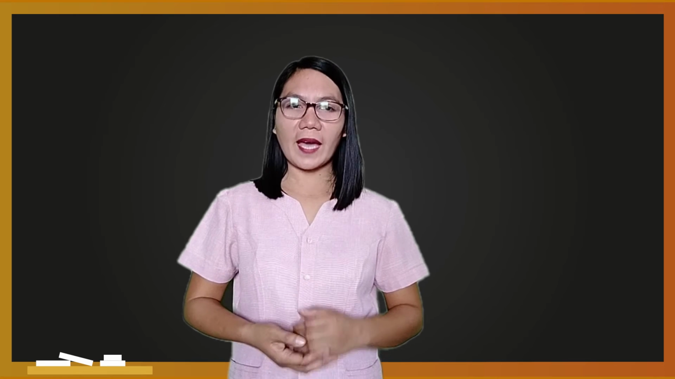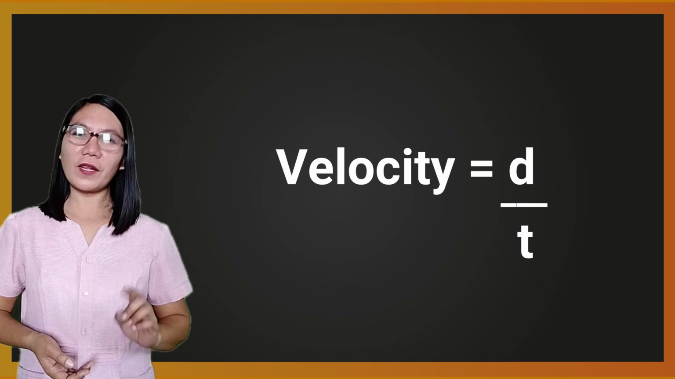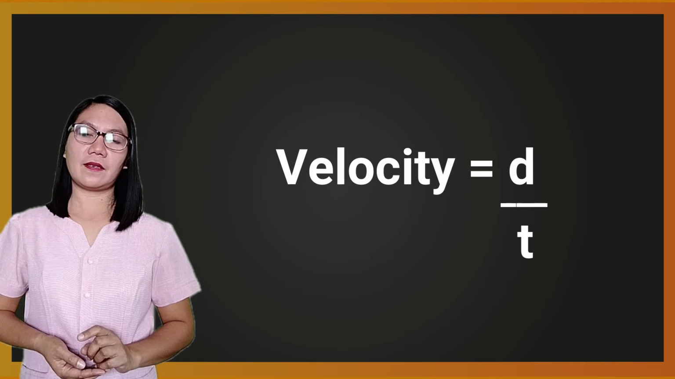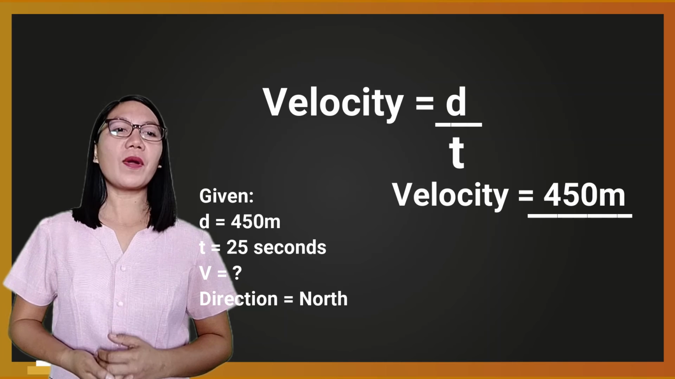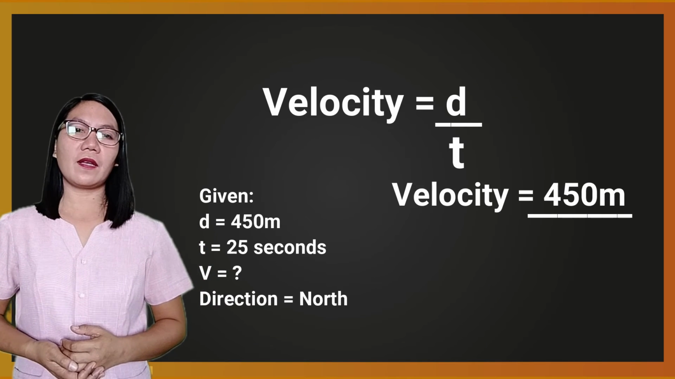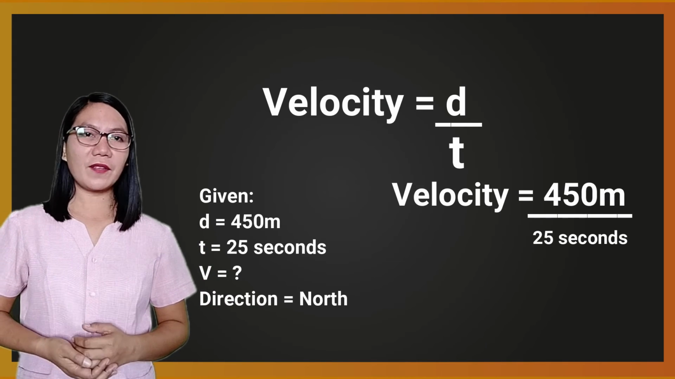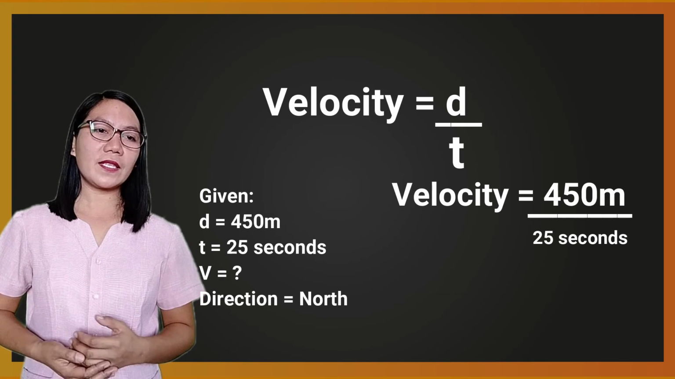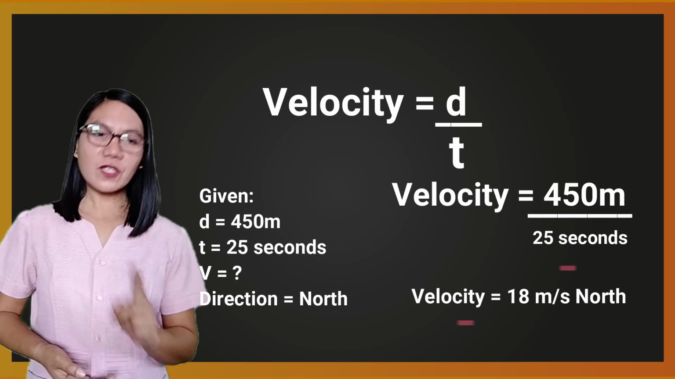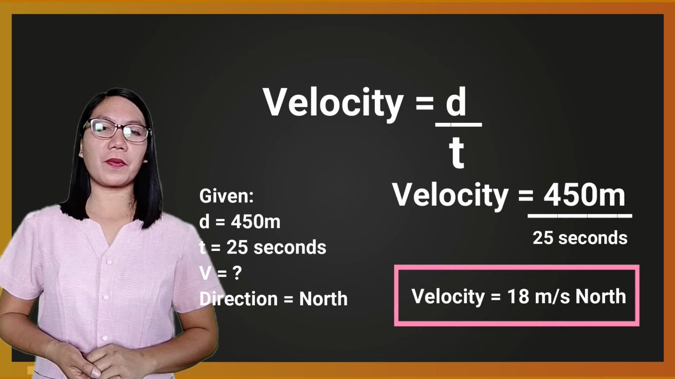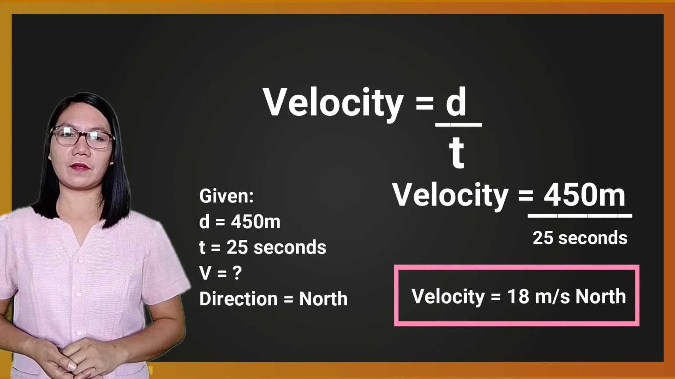You are ready to find now the velocity. To get the velocity, we are using the formula V is equal to small d over t. Velocity is equal to the displacement, which is 450 meters north divided by the time, 25 seconds. What is the answer? That's right, 18 meters per second north.